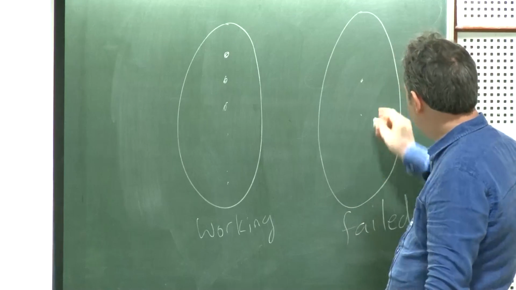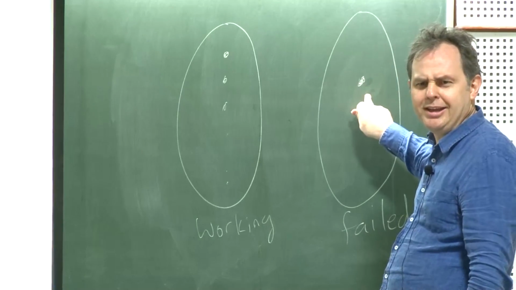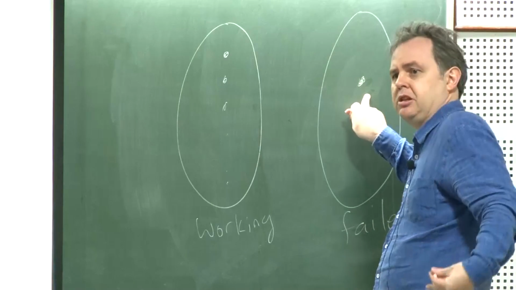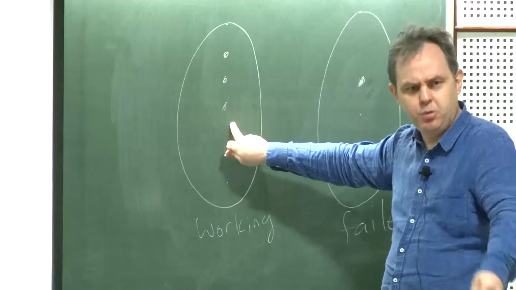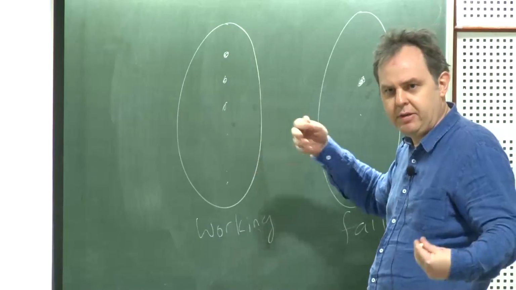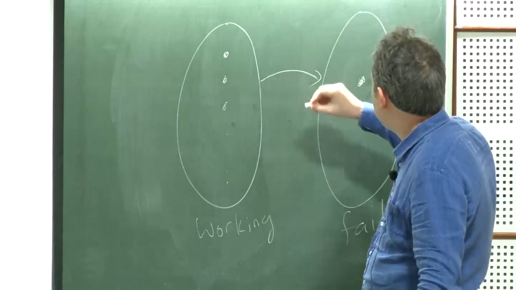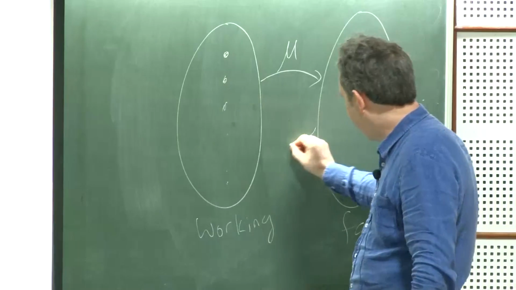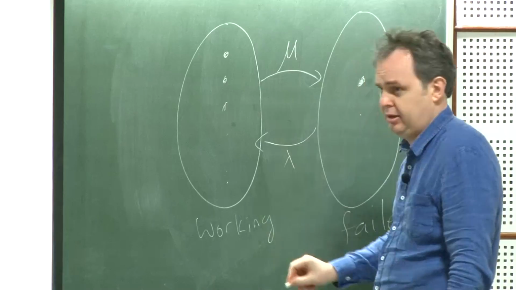So if a computer is in the failed set, then it's not operating. It's not doing anything. It can't be contacted. You can't communicate with it. Maybe it's lost its data as well. But if it's in the working set, then the nodes in this set can communicate with each other, they have the data, and they're working properly. So what you can do is say that nodes go from the working set to the failed set with some rate mu, and they go from the failed set back into the working state with some rate lambda.